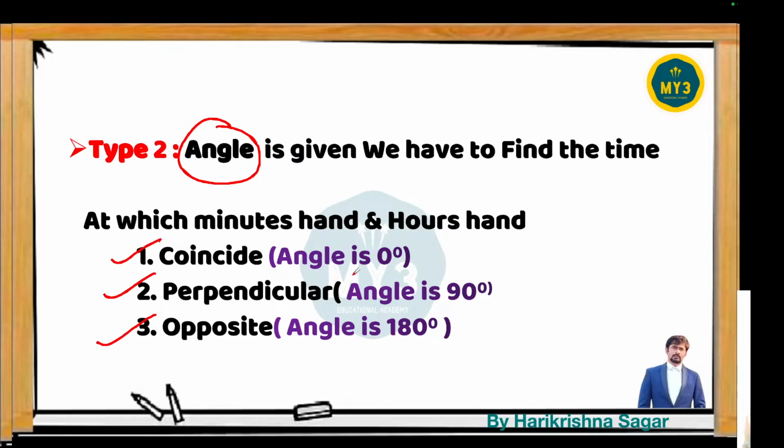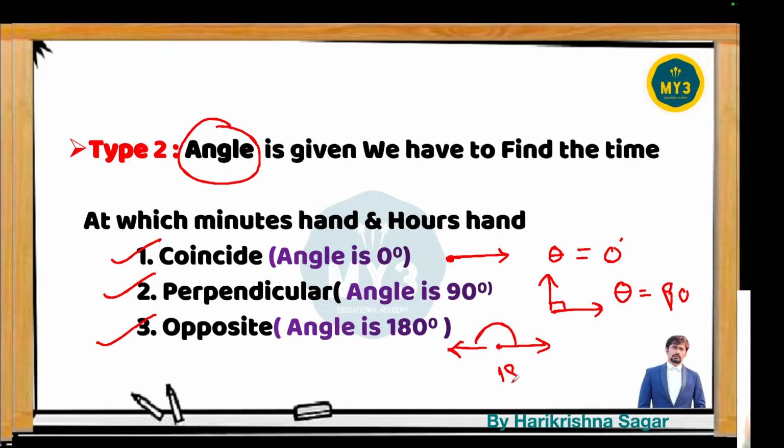Coincide means they are going to be at the same location. Both are at the same location, that means the angle will become 0. And perpendicular, you very well know what is perpendicular. Angle must be equal to 90. And opposite means these two are going to be opposite, so it is going to be 180 degrees. Okay, so like that you are going to get the angle with indirect words.